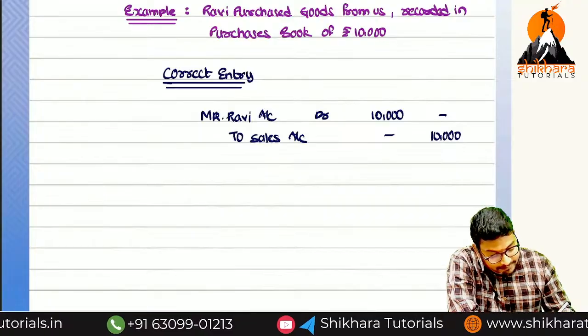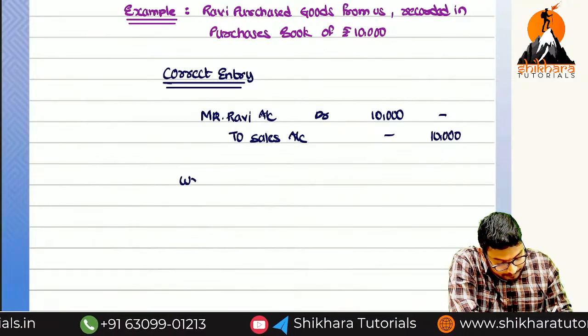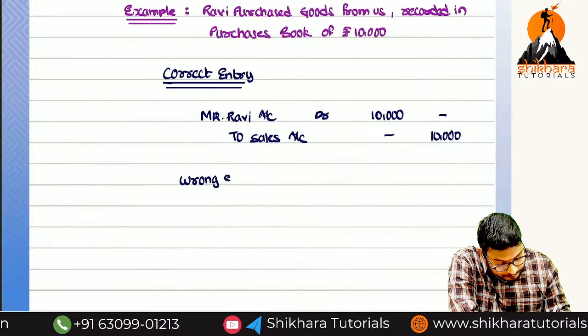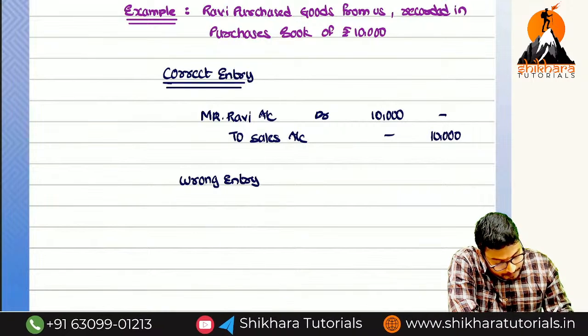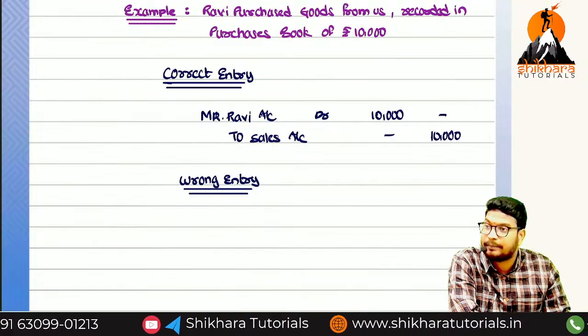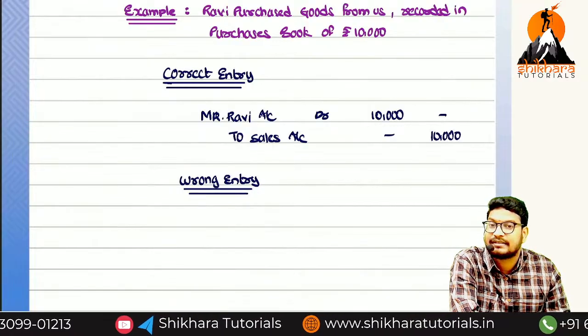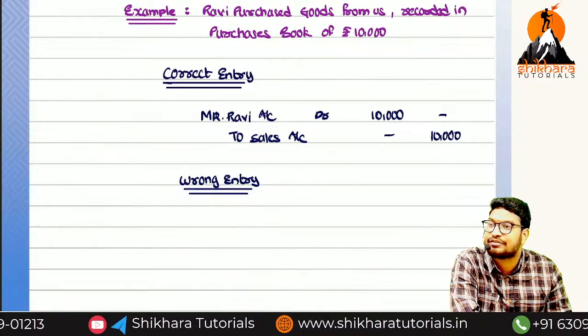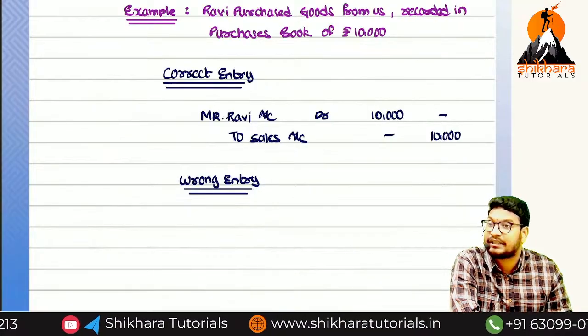Next, write the wrong entry, ma. What is the wrong entry, ma? So the wrong entry, they have recorded in which book, ma? Purchase book. Purchase book means credit purchase they have recorded, cash purchase they have recorded, credit purchases they have recorded.